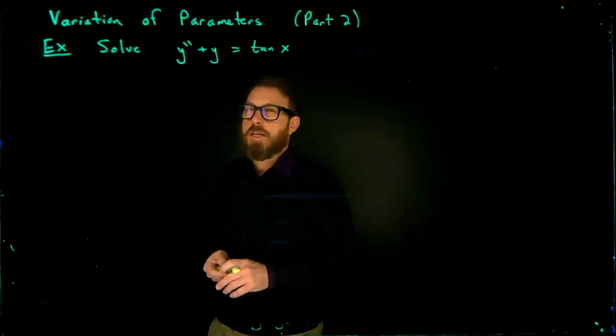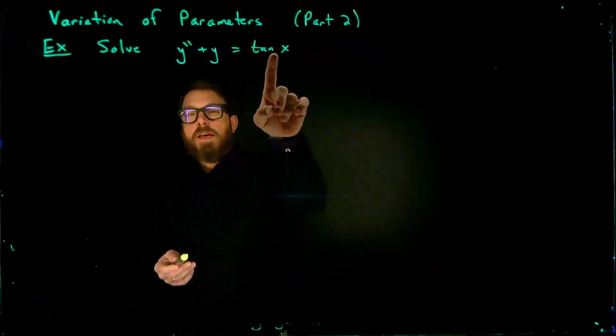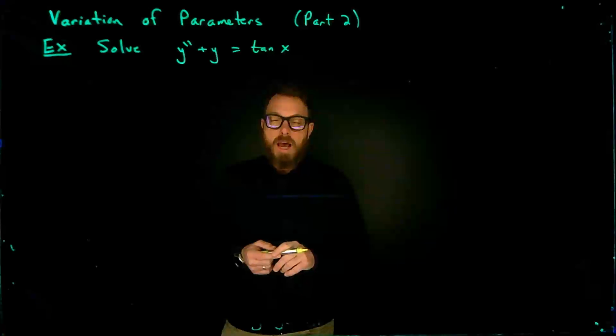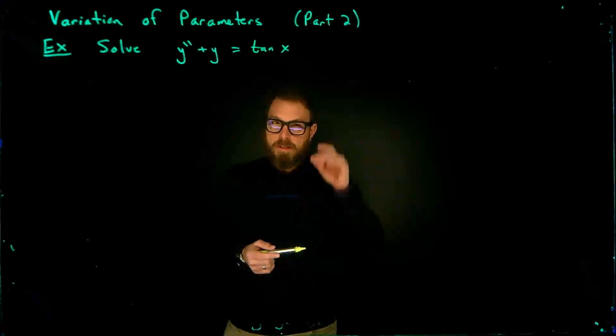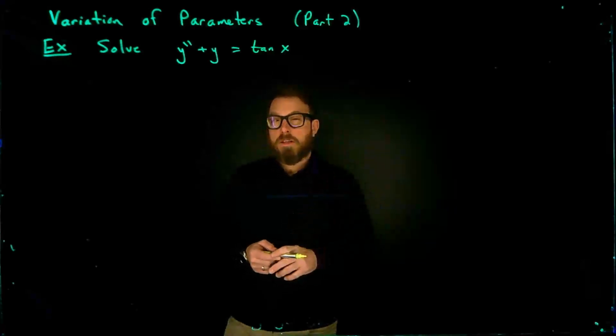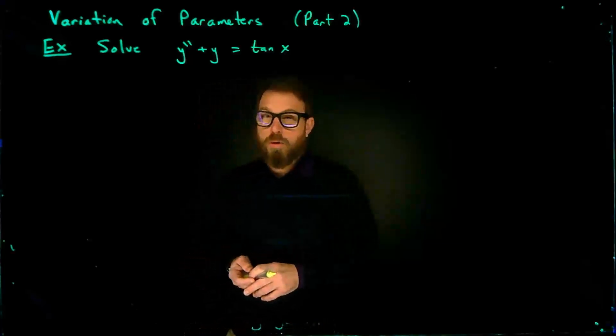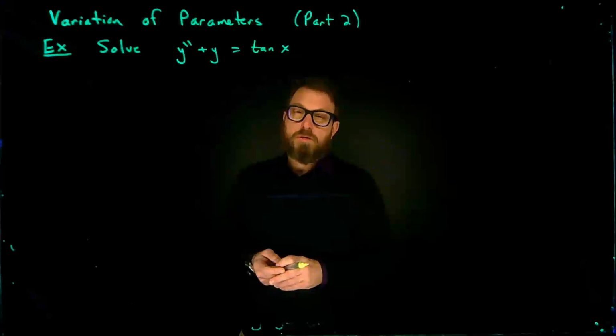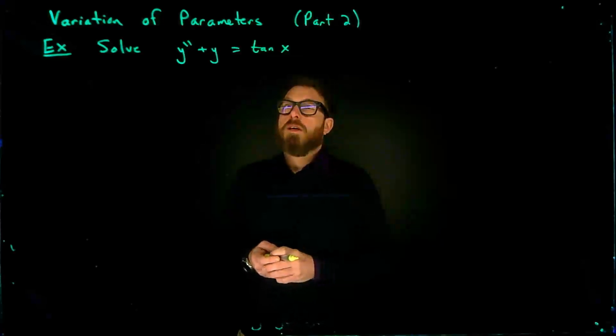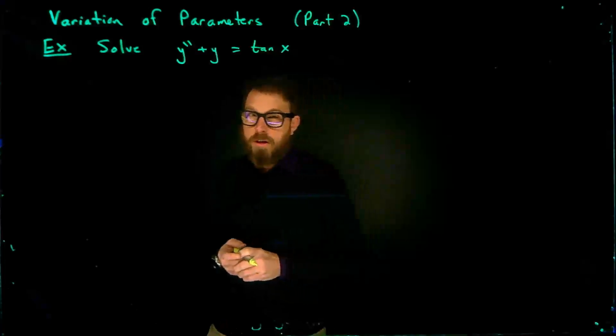Now I've chosen this example because the f of x that we're equal to is outside of maybe common families that you're accustomed to using other methods, like maybe the sine of x or the cosine of x or e to the x or polynomial. In this case, it's equal to the tangent of x, and this is really one where variation of parameters would shine over the other methods.